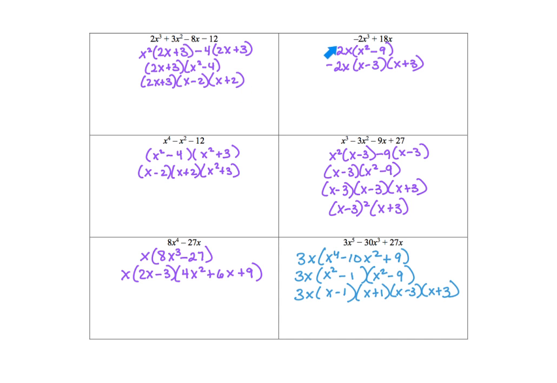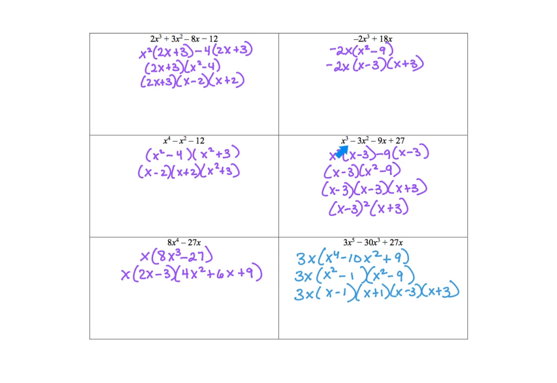Over here, there was a GCF. I factored that out first. X squared minus 9 factors further. This was in quadratic form, so I had to think of numbers that multiplied to negative 12 but added to negative 1. That was negative 4 and 3. The x squared minus 4 factored further. This does not factor further.